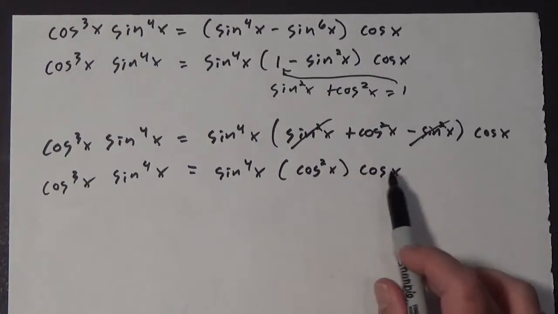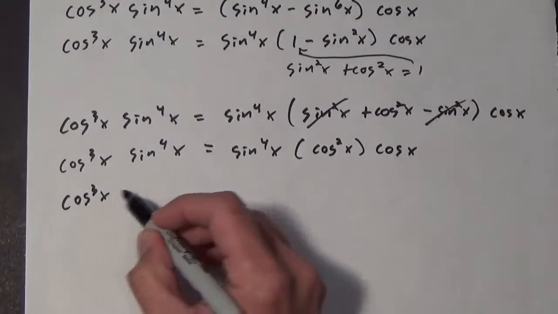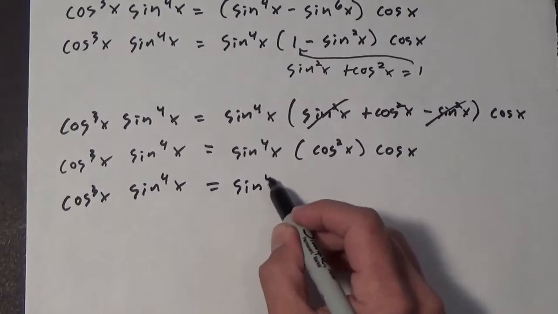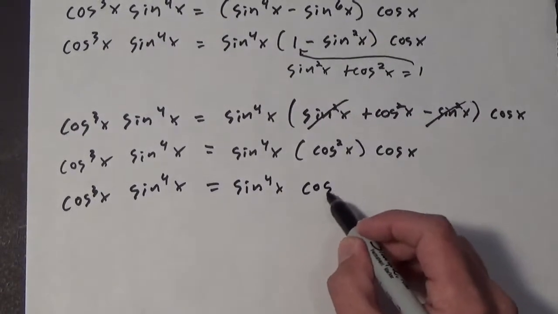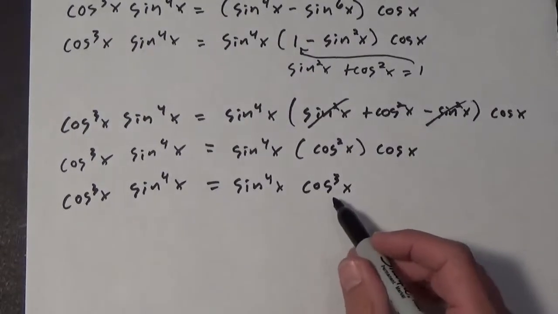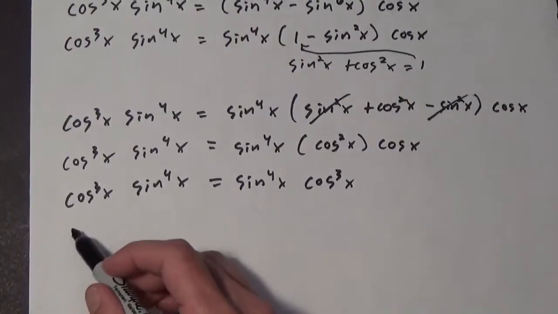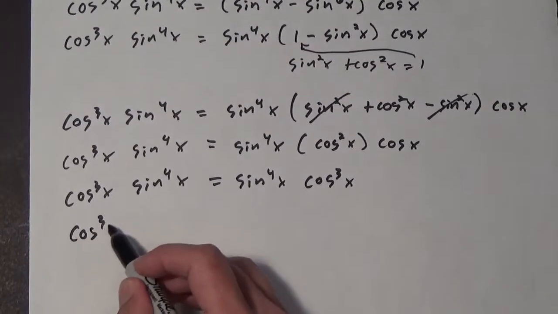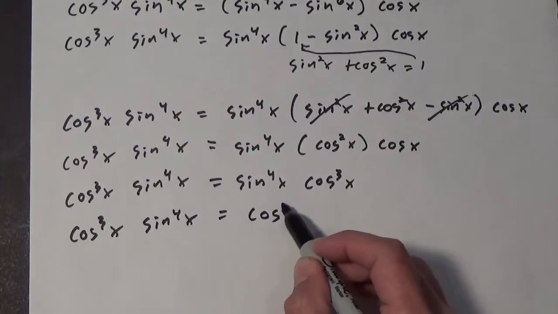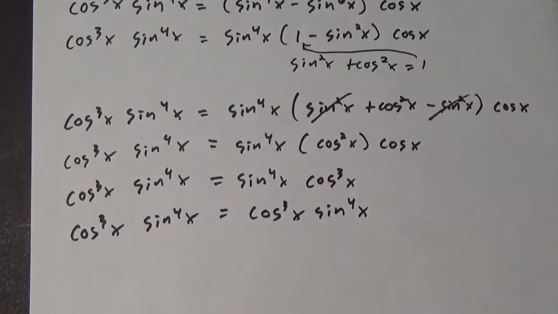Alright, well, cosine squared times cosine is cosine cubed, so we have the cosine cubed of x times the sine to the fourth of x equals the sine to the fourth of x times the cosine cubed of x. And we do want them to look exactly the same, so the way we do that is just a little commutative property. So cosine cubed of x sine to the fourth of x equals the cosine cubed of x sine to the fourth of x. And there you go.